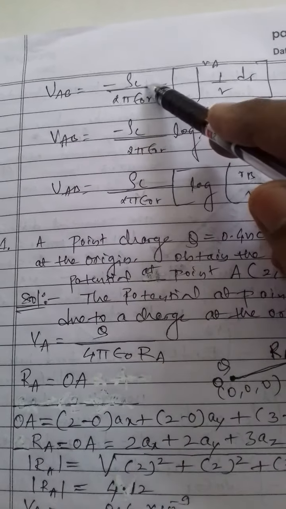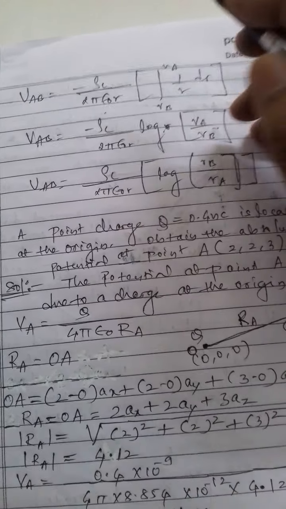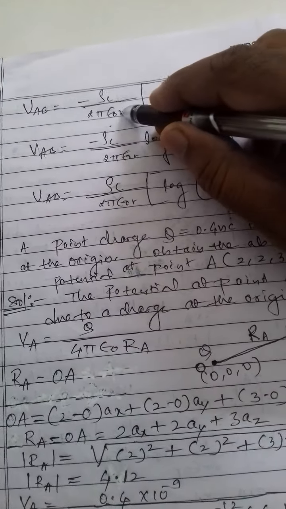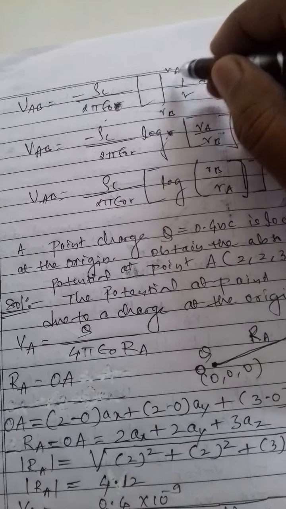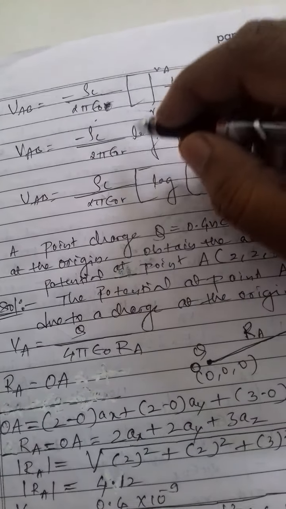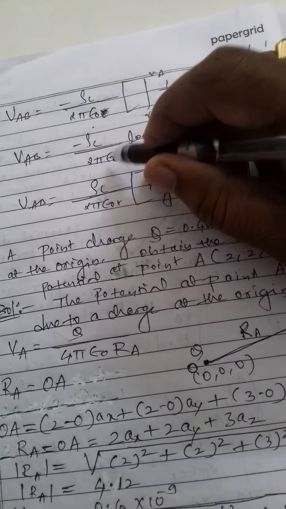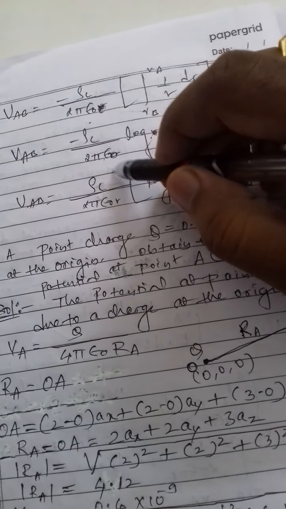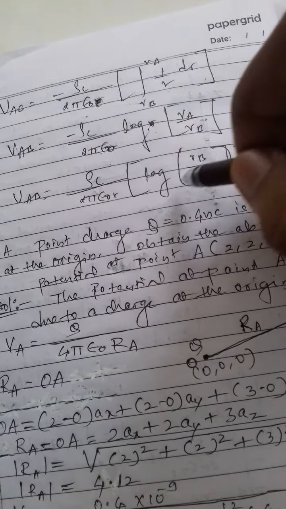Then VAB is equal to minus rho L upon 2 pi epsilon naught times the integral RB to RA of 1 upon R dr, which is minus rho L upon 2 pi epsilon naught log of RA upon RB, or rho L upon 2 pi epsilon naught log of RB upon RA.